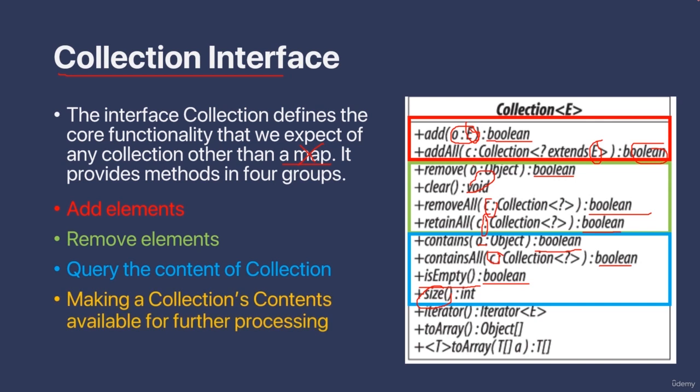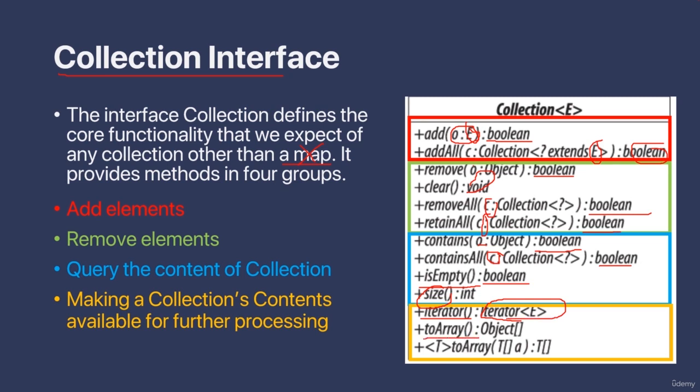The fourth group of methods are iterator and the two toArray methods. The first one, iterator, returns an iterator over the elements. This group makes a collection's content available for further processing. So the iterator method returns an iterator over the elements.